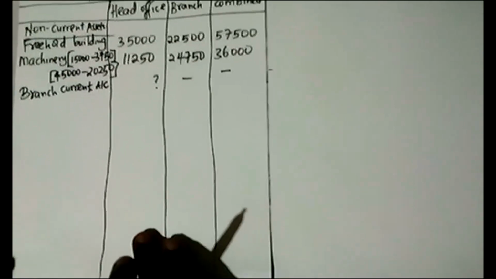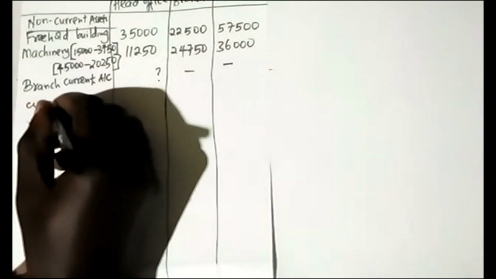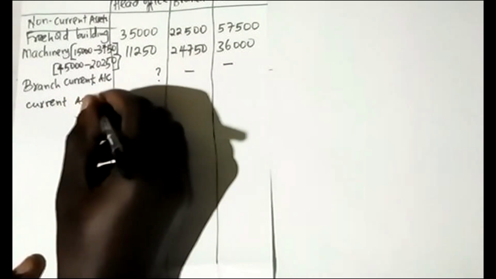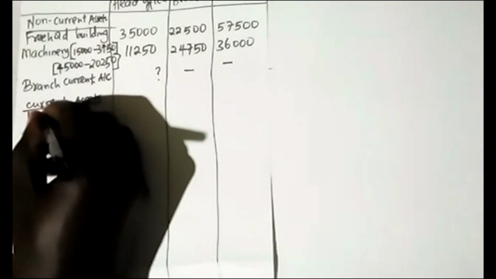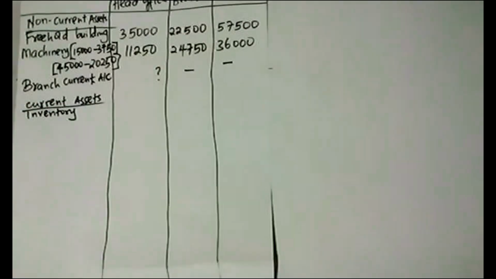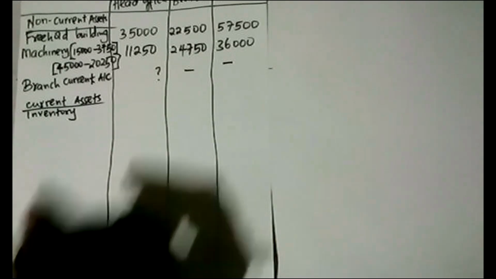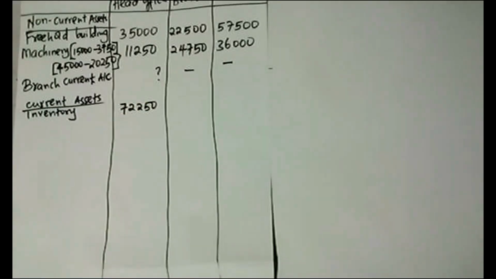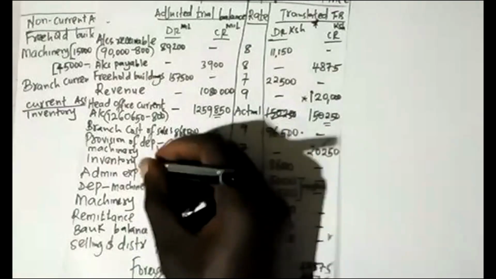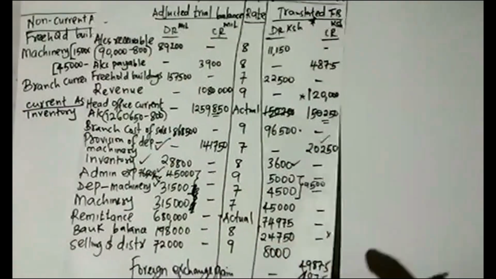Then we move to the current assets. So the current assets, we talk about inventory, the closing one. For the closing inventory, we have 72,250. That is for the Adobe's. That one is from the trial balance. Check on your trial balance. Then for the branch, we got the inventory of 3,600.